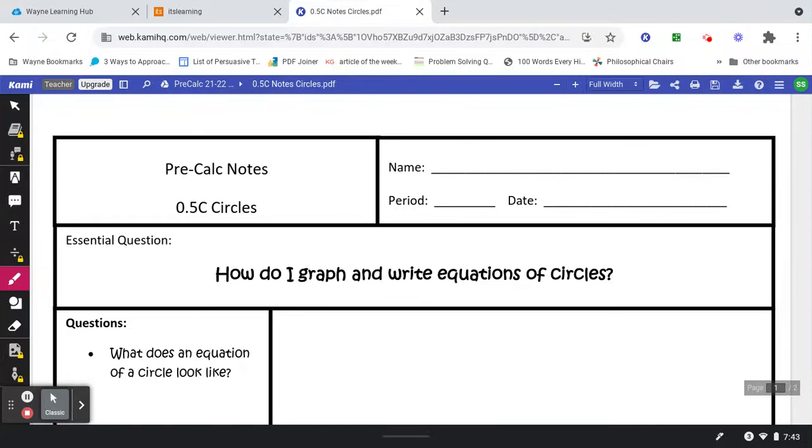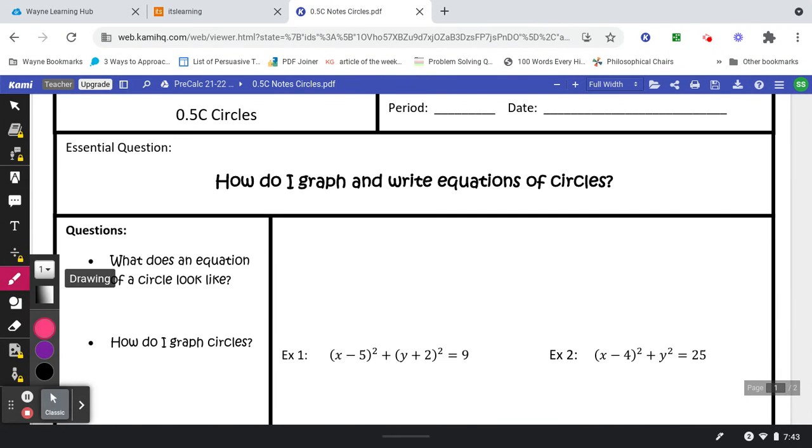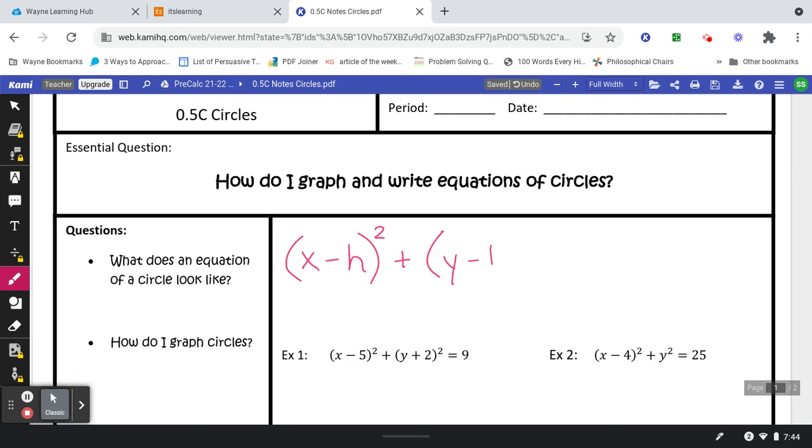These are the 0.5 C notes for pre-calc. We're talking about circles today. The equation of a circle looks a certain way. It starts off with a parenthesis and then is x minus h. H will just be any number, and that quantity is squared. And then the same thing for y. They call it y minus k. Again, k is just any number. And then that's equal to r squared.